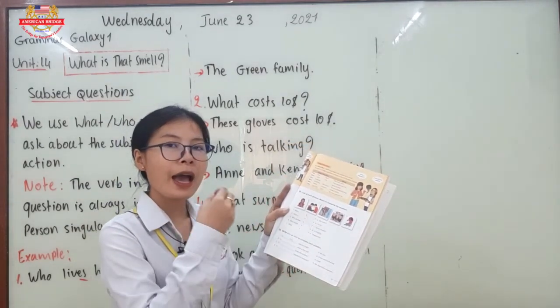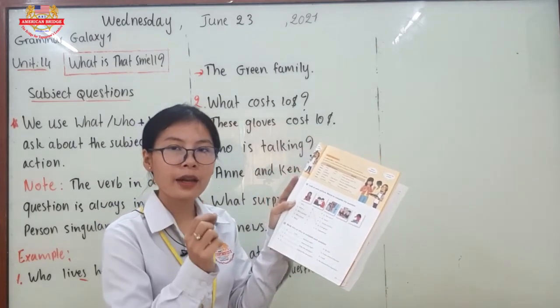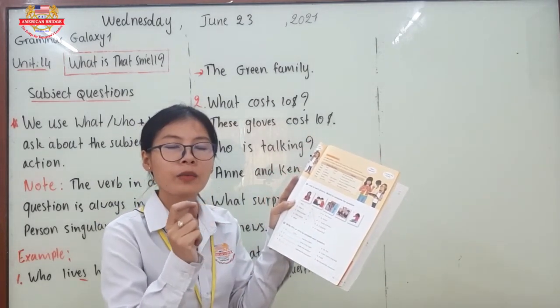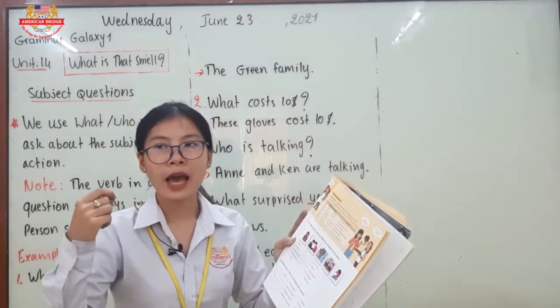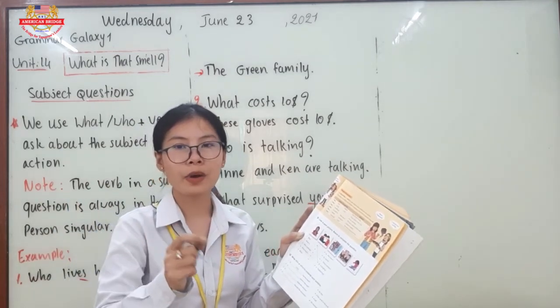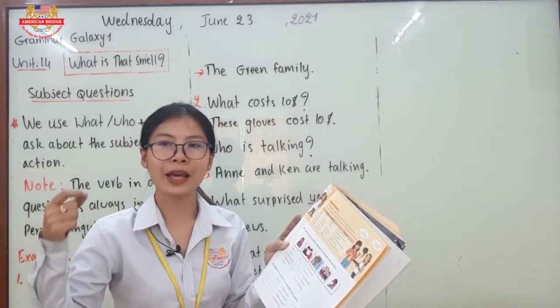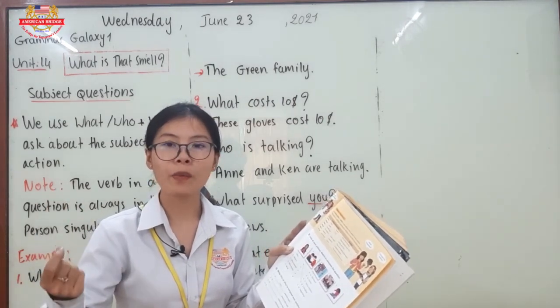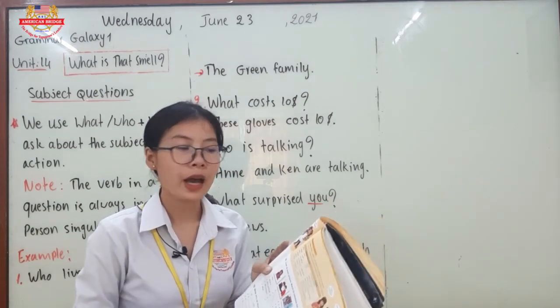Alright, in order to complete this one, you have to understand whether this question wants to ask about an action of a subject, or wants to ask about who does an action. If you want to ask about who does an action, you use who. But if you want to ask about an action of the subject, you can use what.